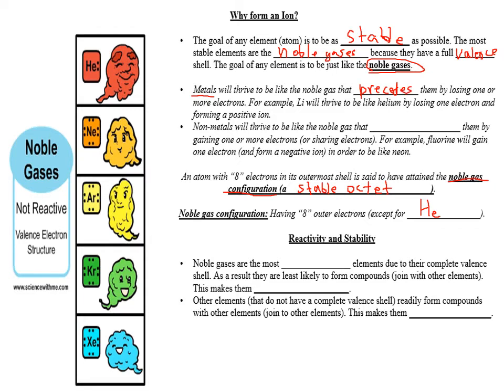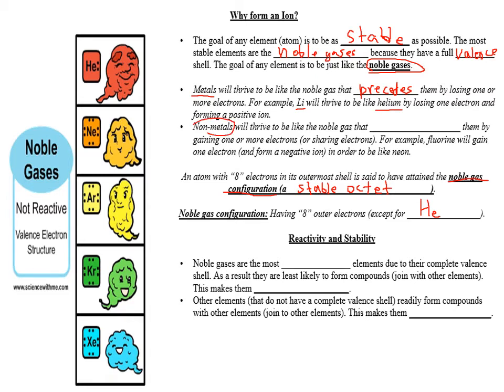So for example, if you look at lithium, its atomic number is number 3. The noble gas that came before lithium was helium. So it's going to lose an electron to be like helium. And when I draw these out, you'll understand what I mean.